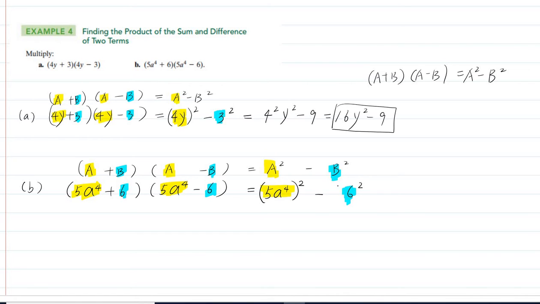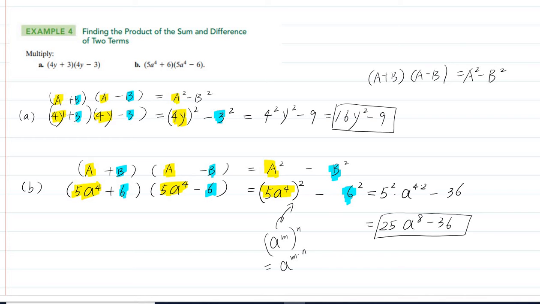Now you go ahead and simplify this. That will be 5 squared, and a to the 4th power squared. Actually, this is going to become 4 multiply 2. And then minus 36. For those of you who forgot, if you can recall this formula we learned a while back, that was just a to the m, multiply n power. This whole thing will give us 25a to the 8th power minus 36. That is your final answer.